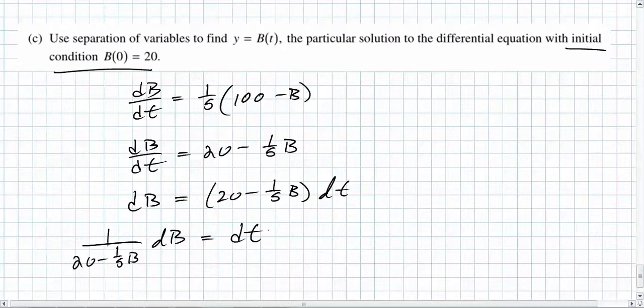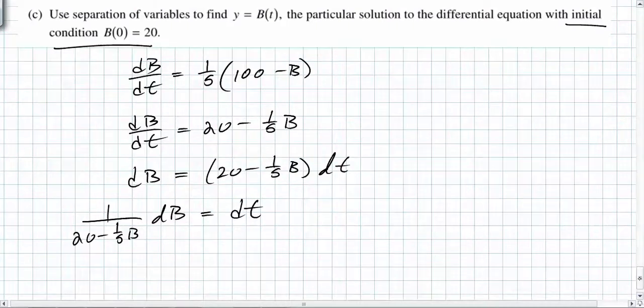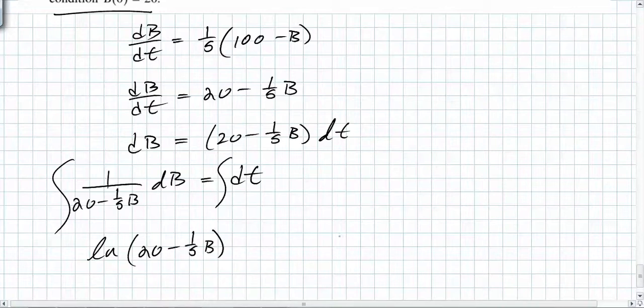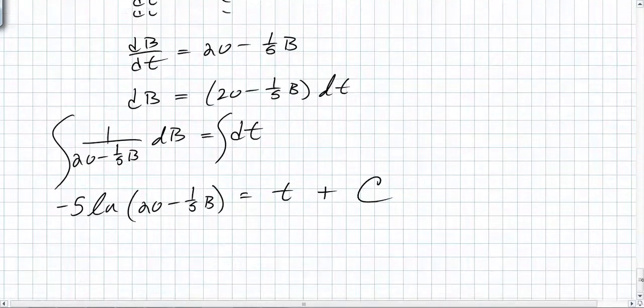So now after we've separated the variables, what do we do next? No, we need to integrate. We're going up. We need to find the solution, right? So if we integrate both sides here, what do we get? ln of 20 minus 1/5 b times negative 5, because it's going to kick out a negative 1/5, right? Equals t plus some constant, right? But we're not done yet, because what is it asking us for?